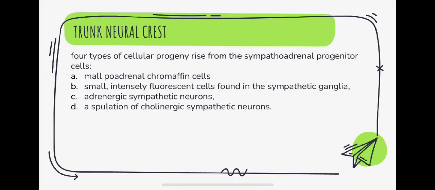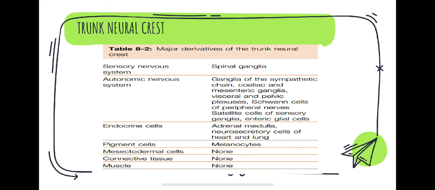We must also consider the four types of cellular progeny that arise from the sympathoadrenal progenitor cells. First is the adrenal chromaffin cells. Second is the small, intensely fluorescent cells found in the sympathetic ganglia. Third is the adrenergic sympathetic neurons. And lastly, a population of cholinergic sympathetic neurons. In this table, we can see the major derivatives of the trunk neural crest.